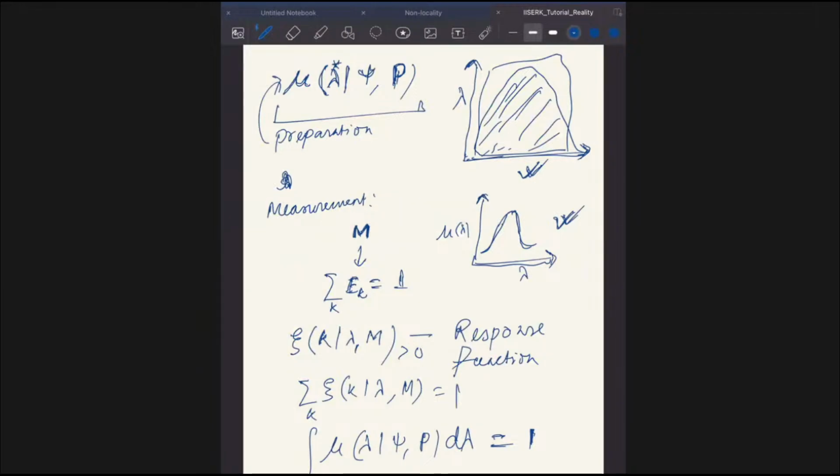Yes. So this ontic model is more general than classical mechanics, because there you are not taking the response function as only 0 or 1. You are just taking it to be greater than or equal to 0, and for all lambda, the sum over outcomes of the response should be 1. So I should write it, lambda, M, it is greater than or equal to 0, even it can be 0.